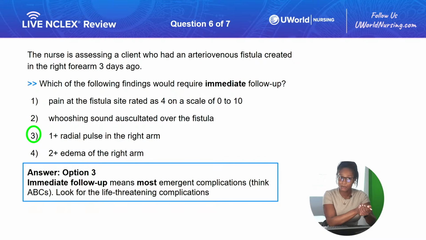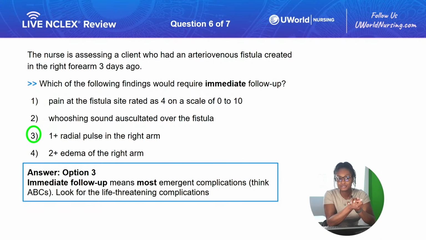Option 4 is incorrect because it is an expected finding to see some swelling in that right arm. This fistula was just made only 3 days ago, so it is expected to have some edema around the site. This is a major surgery. Creating an artery and venous connection is a major thing. So having swelling on that right arm is expected.